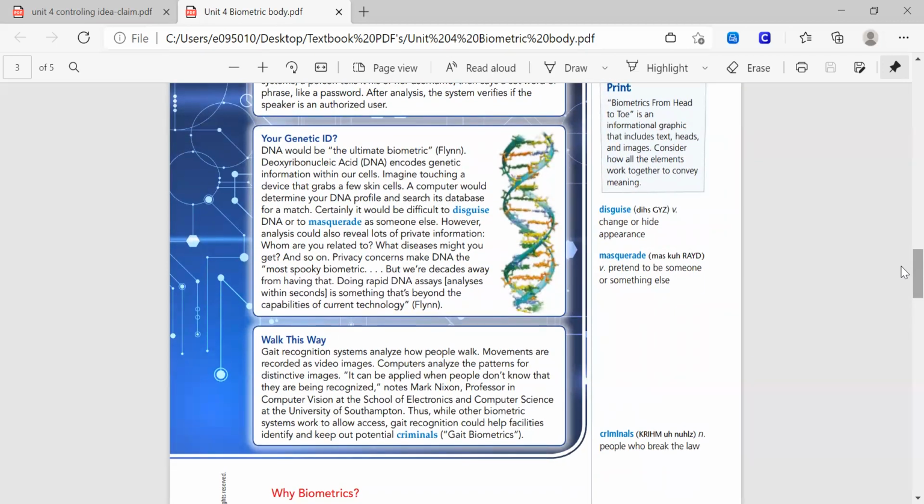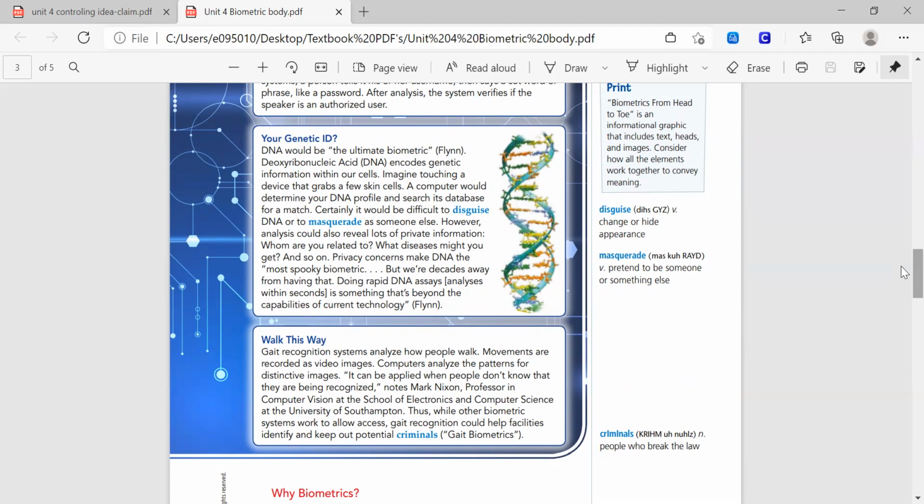Your genetic ID. DNA would be the ultimate biometric. DNA encodes genetic information within our cells. Imagine touching a device that grabs a few skin cells. A computer would determine your DNA profile and search its database for a match. Certainly, it would be difficult to disguise DNA or to masquerade as someone else.